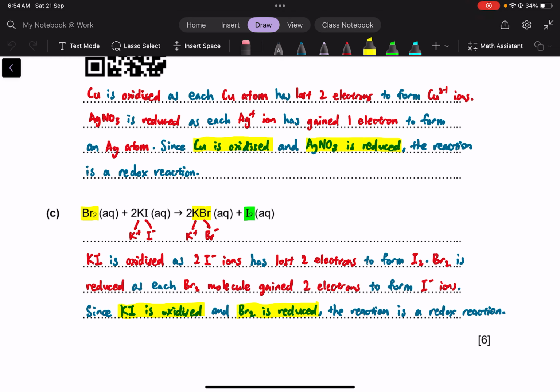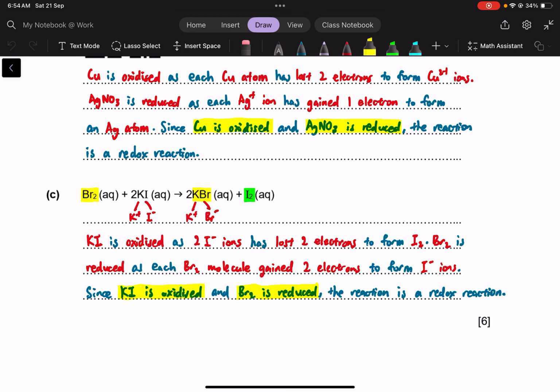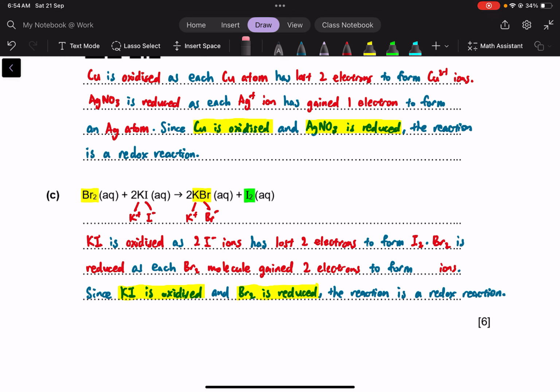So from here, we can realize that aqueous potassium iodide was being oxidized, as 2 I minus ions lost 2 electrons to form aqueous iodine. Whereas aqueous bromine was reduced, as each Br2 molecule gained 2 electrons to form, oh sorry, this one shouldn't be I minus ions, it should be Br minus ions.